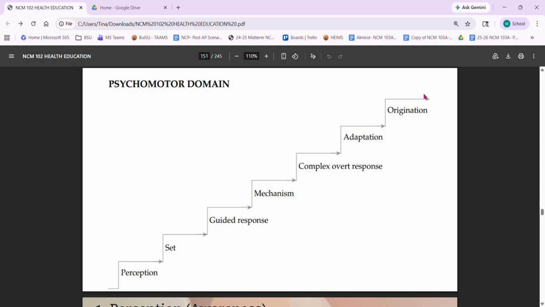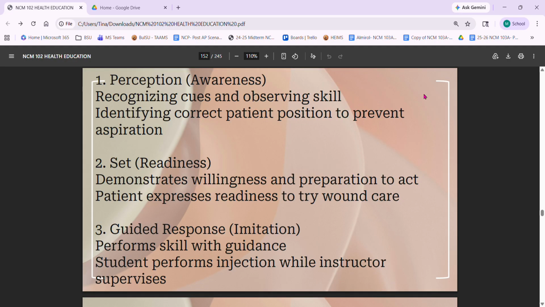First is perception, so the awareness. When you are in the psychomotor domain, first is perception: the awareness, recognizing cues and observing skill. So, you identify the correct patient position to prevent aspiration. Okay? So, you recognize cues and observe the skill.